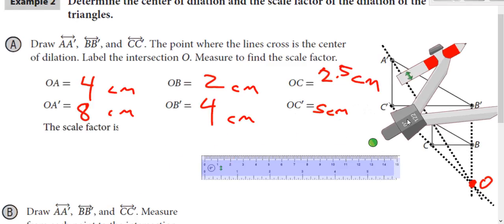But the important thing here is the ratio from the original side length to the image, the A prime. It's always double. You always multiply it by 2. So that means that the scale factor, you can take the image over the pre-image, 8 over 4, or 4 over 2, or 5 over 2.5, to get your scale factor is 2.